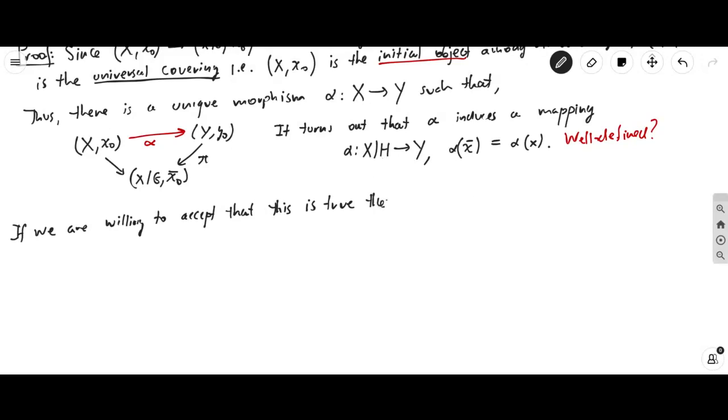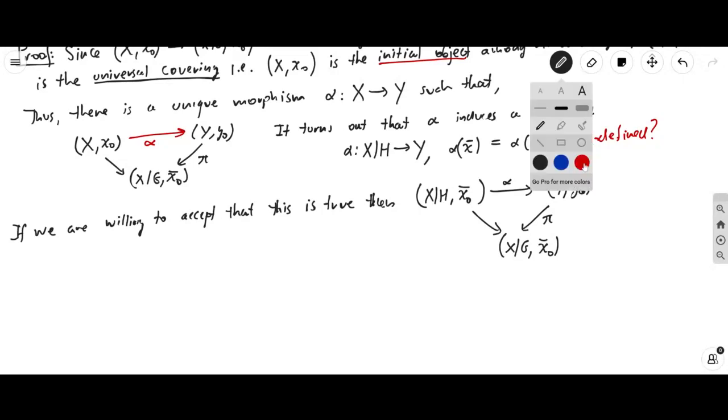Then we get the following commutative diagram, x mod h into this. This mapping is just the mapping that maps a class mod h to a class mod g. Then this diagram commutes, and the reason is very simple. You can just work this out. If you have a class x, this class is being mapped to alpha of x. You just choose a representative and you use the old map. And this map going like this, that's just x bar again.